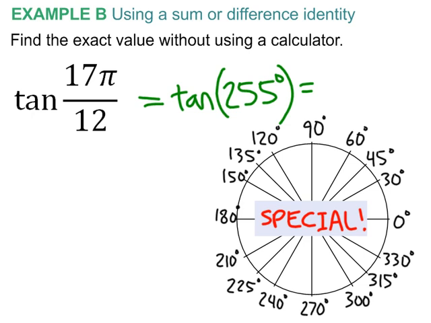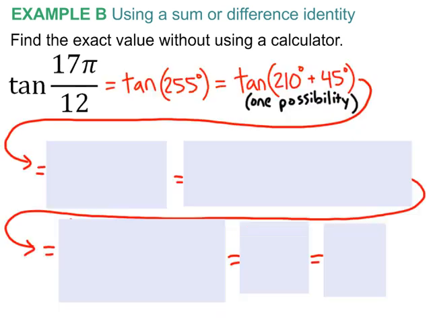Well, again, there are numerous possibilities, but the one I'm going to go with is the 210 and 45 degrees. But again, I insist you can use any of the other options that either add or subtract to 255 degrees. Now, the other thing you may be thinking is, well, we don't have a tangent sum and difference formula. Well, hopefully you can think of what other tools we have to address that.